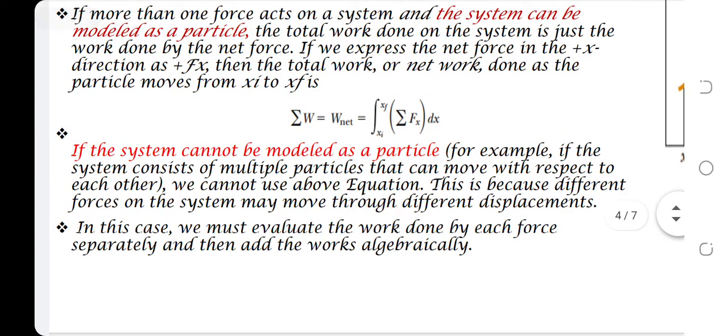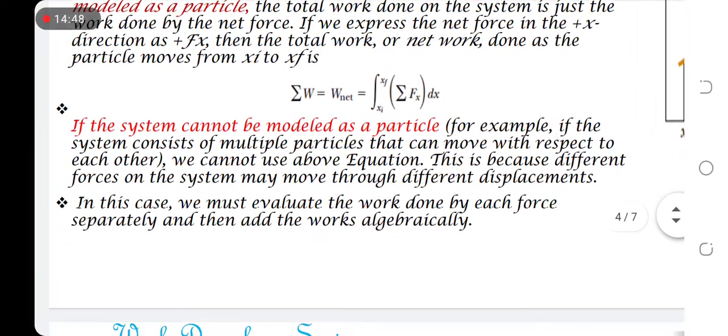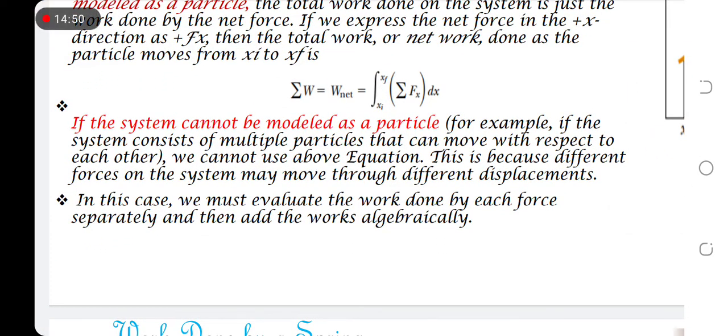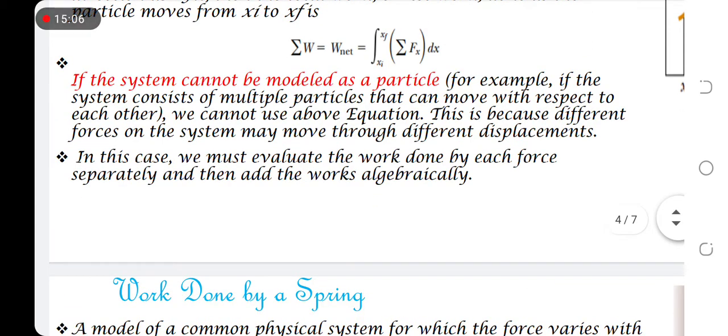If the system cannot be modeled as a particle, for example, if the system consists of multiple particles that can move with respect to each other, we cannot use the above equation. This is because different forces on the system may move through different displacements. In this case, we must evaluate the work done by each force separately and then add the work algebraically.